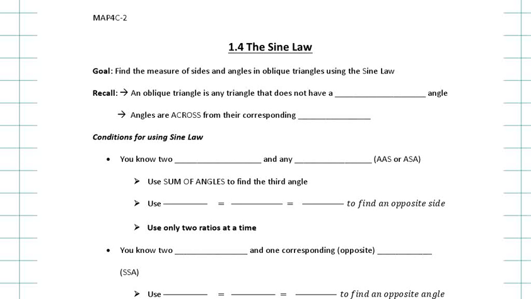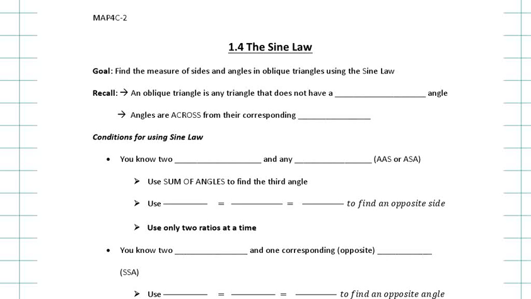So we're going to start with the sine law. You use sine law and cosine law when you can't use SOHCAHTOA or Pythagoras theorem. Sine law can be used when you have what we call oblique triangles. What's an oblique triangle? Odd shape.